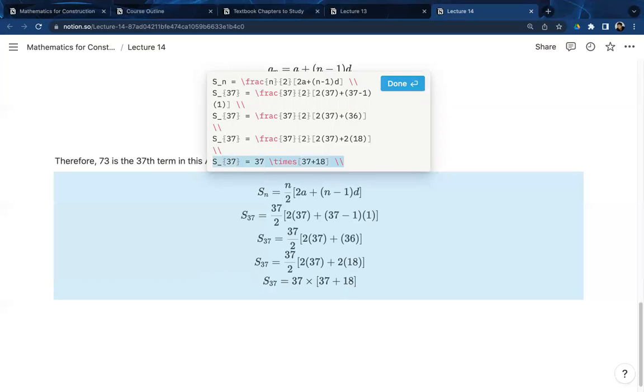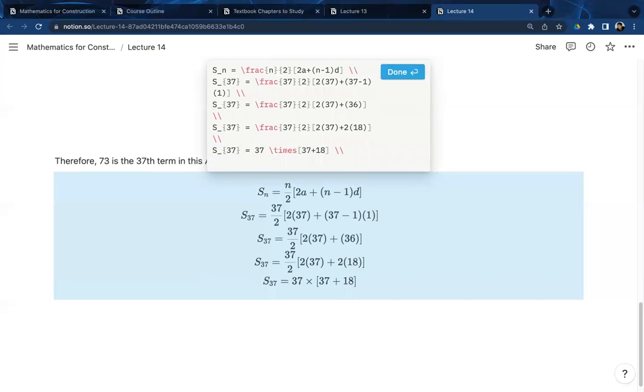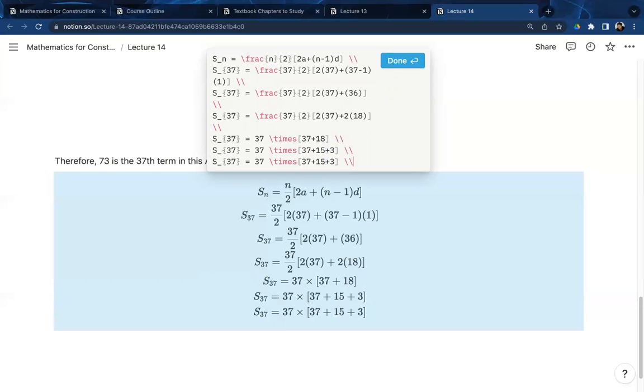What is this? What is 37 plus 18? 18 is 15 plus 3, right? 37 plus 3 is 40. 40 and 15 is 55. Times 55.